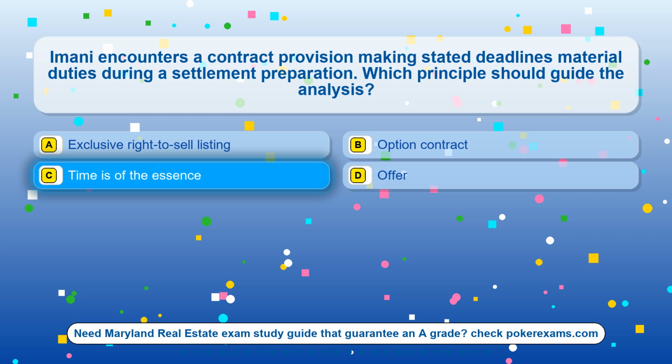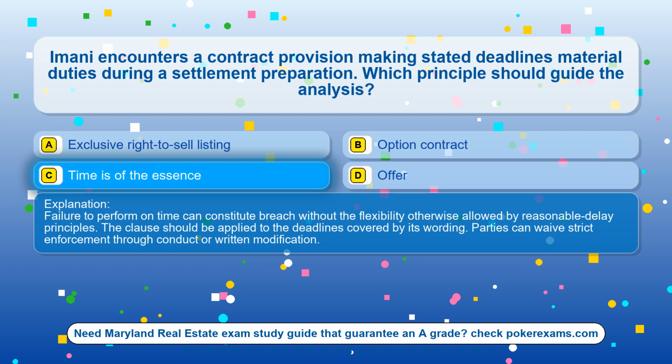The correct answer is option C, time is of the essence. Failure to perform on time can constitute breach without the flexibility otherwise allowed by reasonable delay principles. The clause should be applied to the deadlines covered by its wording. Parties can waive strict enforcement through conduct or written modification.